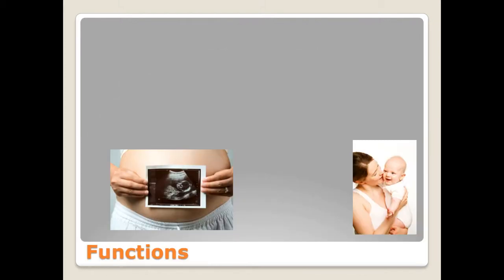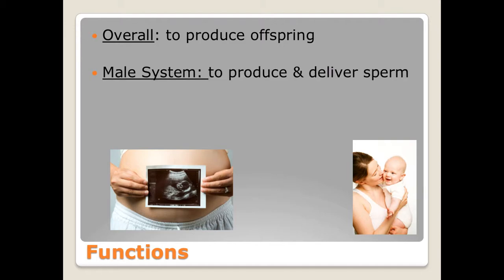So first of all, the functions of the reproductive system. Overall, we want to produce offspring. Our goal is to pass on our genes to the next generation. The roles or the functions of reproductive systems are a little bit different in men than women. So the male system, the goal is to produce and deliver sperm. That contribution is done. They've passed on their genes.